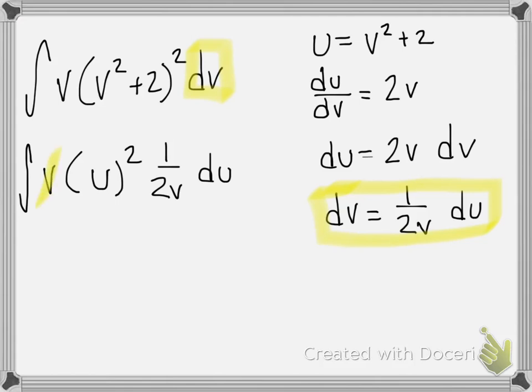And so now you can see that that v and that v is going to cancel, and it's going to leave us with a 1/2 constant. So we can rewrite that and pull our 1/2 out of the integrand. And so our v became 1 since it canceled. So we're going to have 1/2 times the integral of u squared du. And I'll go ahead and take that over to another slide.